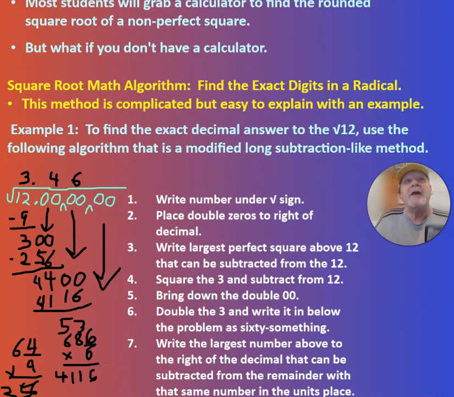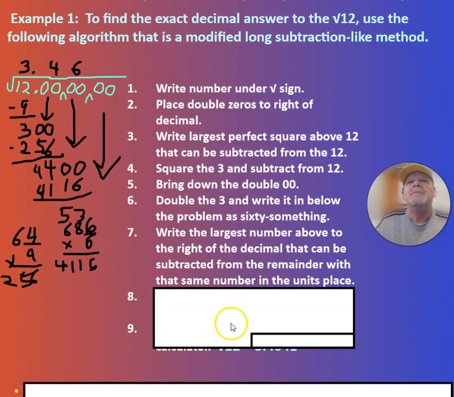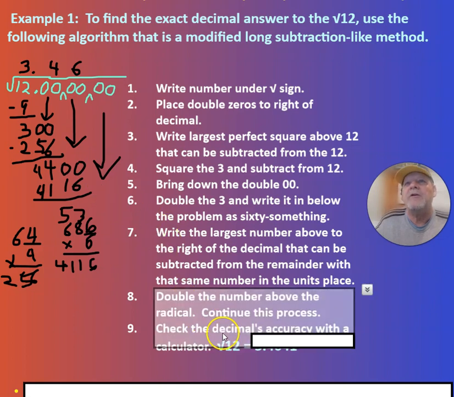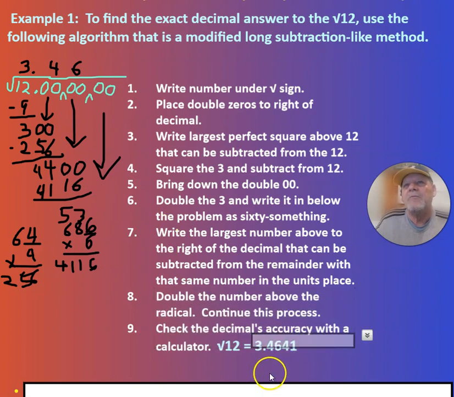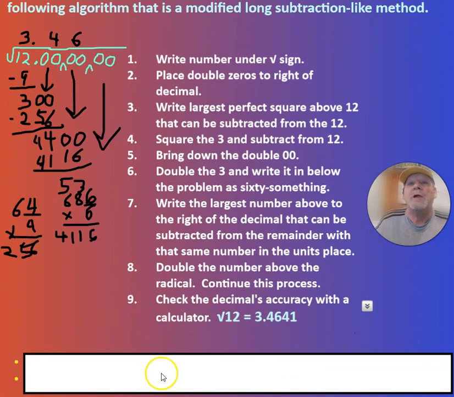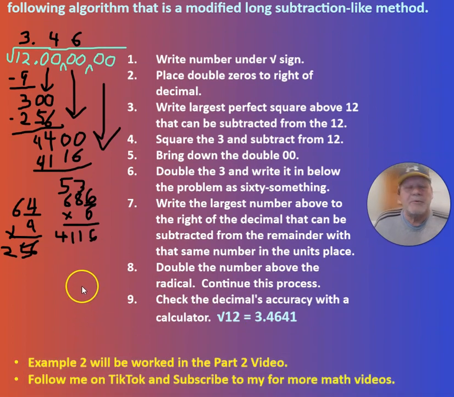So I always take and show people that, yes, I do have a calculator that I keep here at my desk. We're going to take, and in the calculator, you could find out what the square root was, and it's 3.4641. So example 2 will be worked in part 2, just so that you can see another one. I'll work through it a little bit quicker.